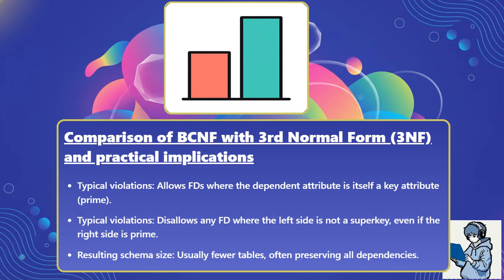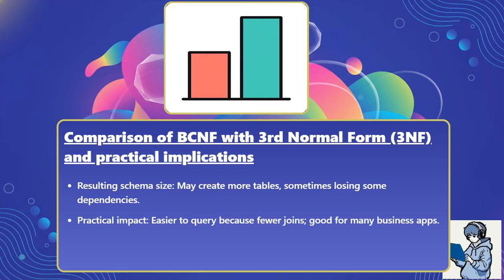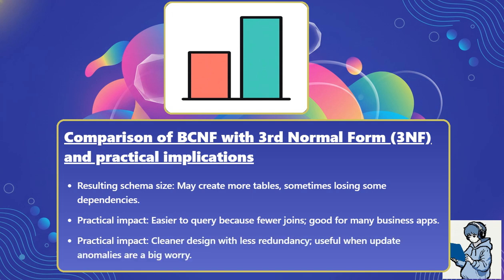Resulting schema size: 3NF usually has fewer tables, often preserving all dependencies. BCNF may create more tables, sometimes losing some dependencies. Practical impact: 3NF is easier to query because of fewer joins, good for many business apps. BCNF gives a cleaner design with less redundancy, useful when update anomalies are a big worry.